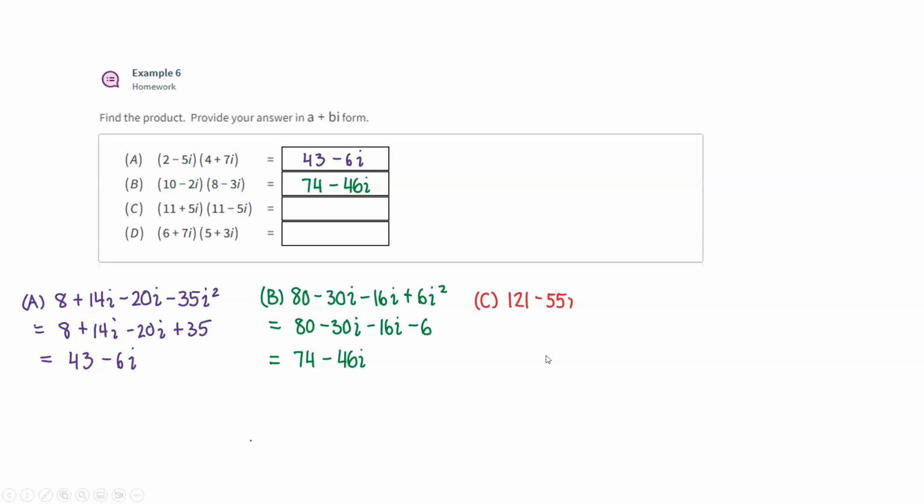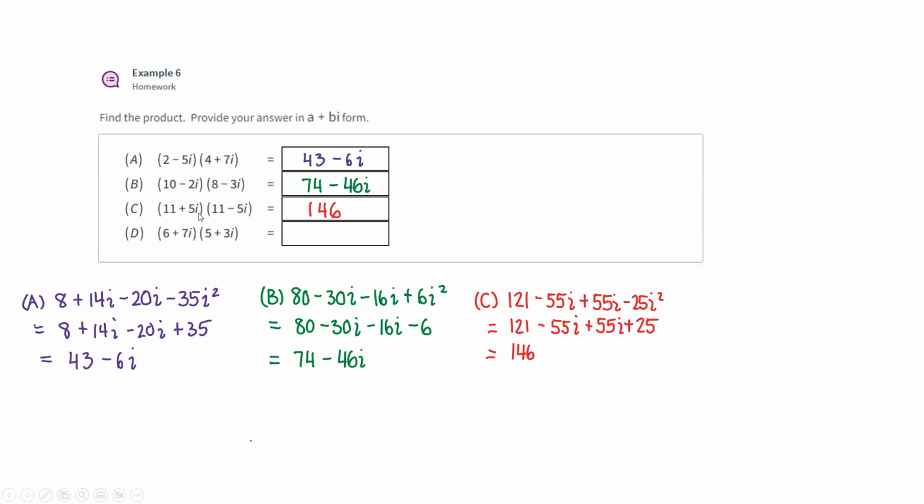If you FOIL those out, you get 121 minus 55i plus 55i minus 25i squared. The minus 25i squared, of course, becomes a plus 25. But what happens here is 121 plus 25 gives you 146. The minus 55i and plus 55i cancel. So you're just left with 146 as being the answer.